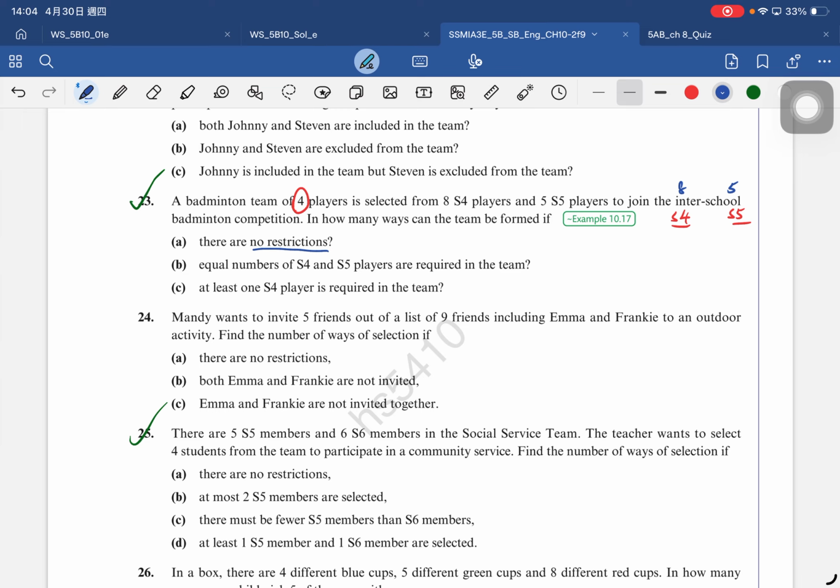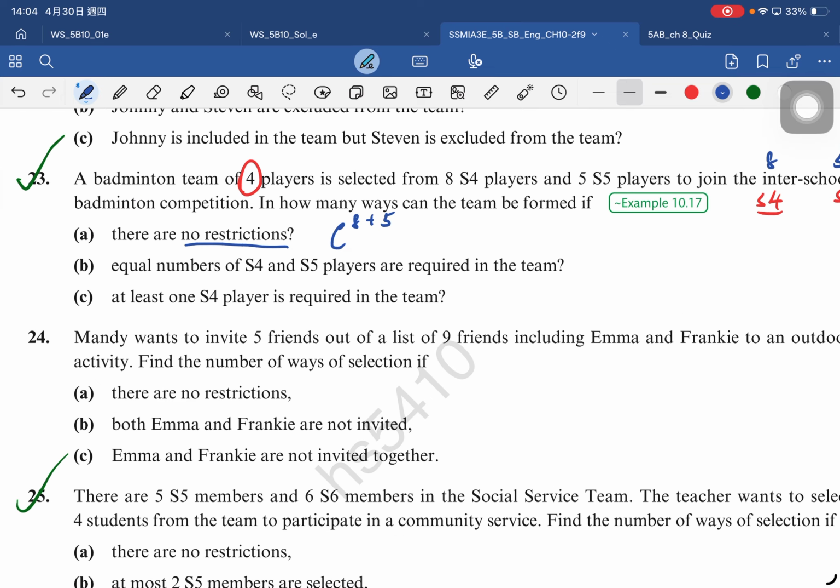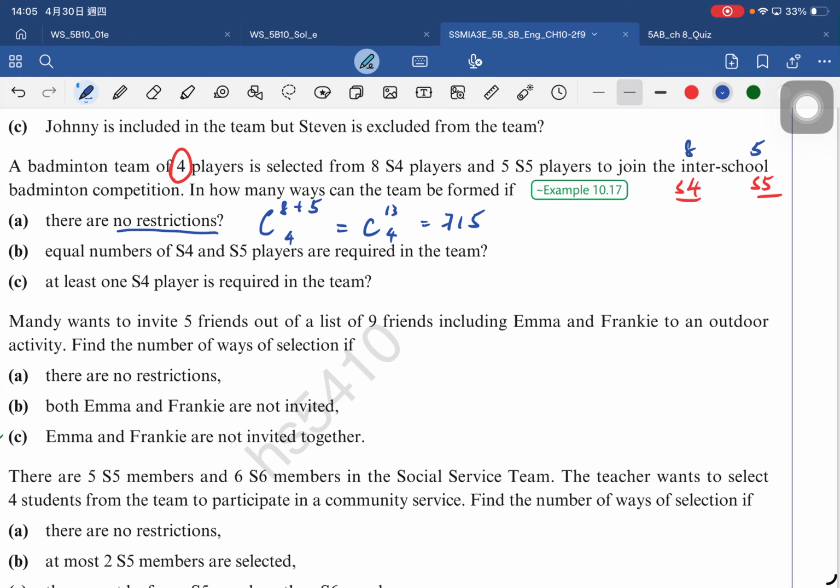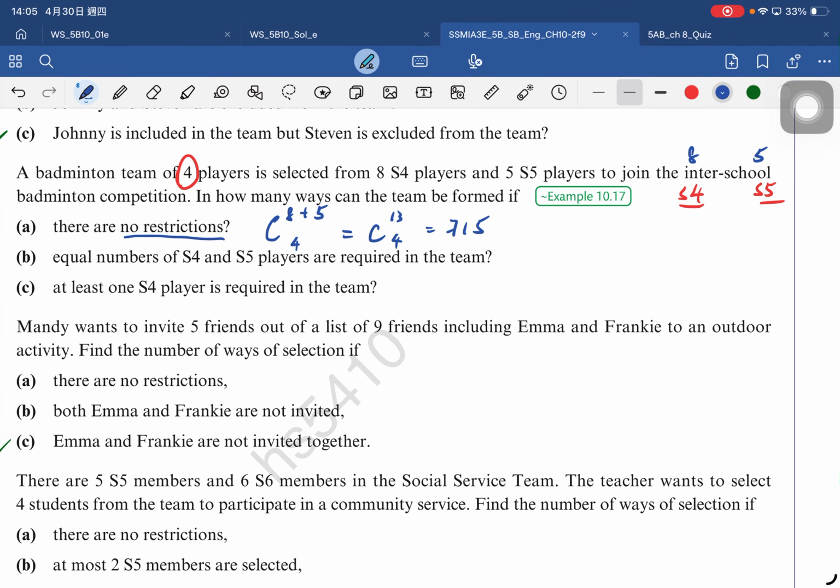If there are no restrictions, that means randomly, out of the total number of S4 and S5 players, you select any 4 of them. It means 13C4. No restriction, just choose any 4 out of 13. 715. Okay, check the answer. And then next one: equal numbers of S4 and S5 players are required.